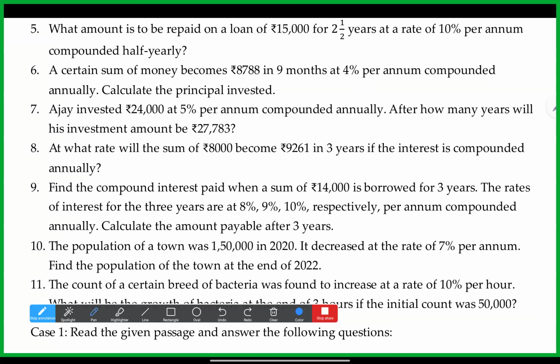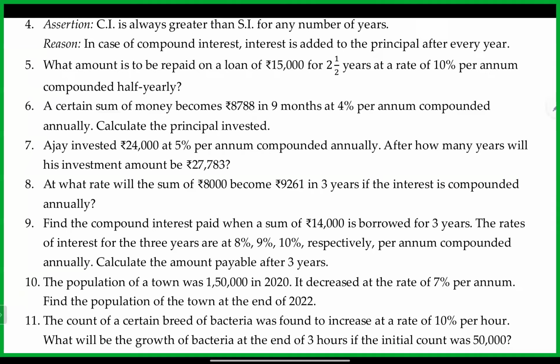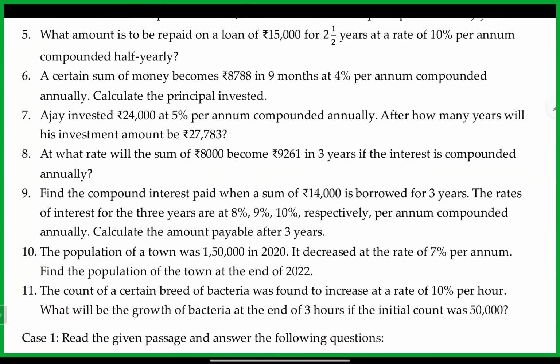So why CI is greater than SI for any number of years is because in case of compound interest, interest is added to the principal after every year. So because of that reason, they are true, and that is the correct explanation of it. But for the assertion, except for the first year, clarity should be there. The question is, so read the question.